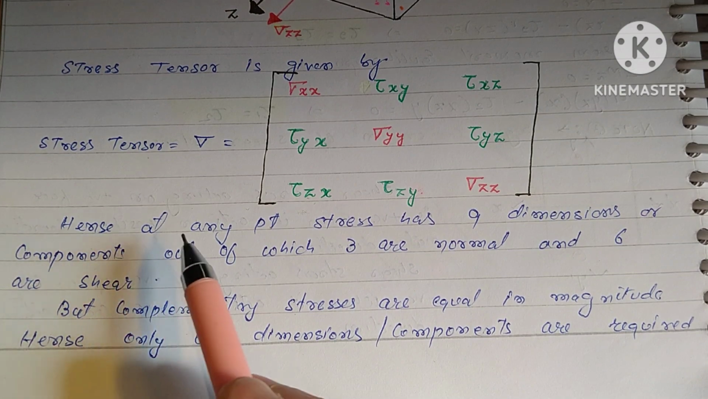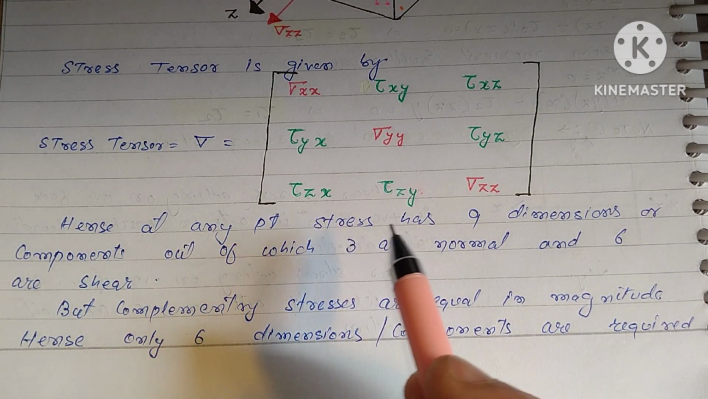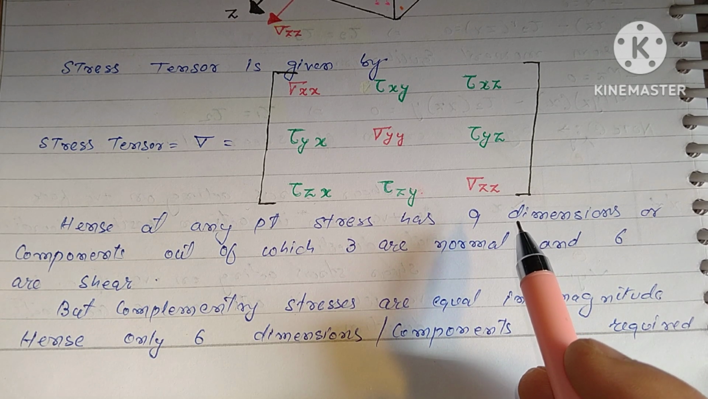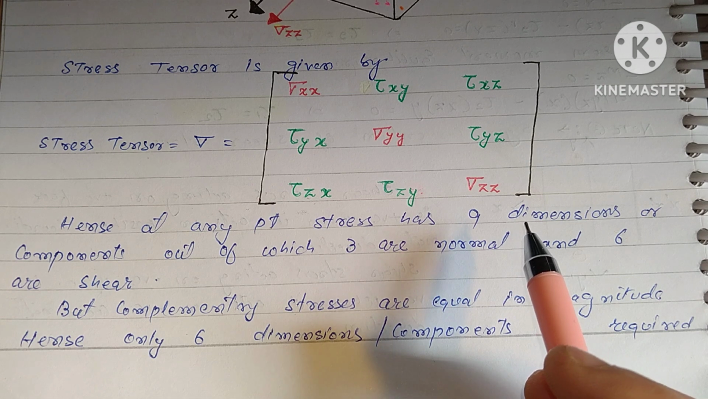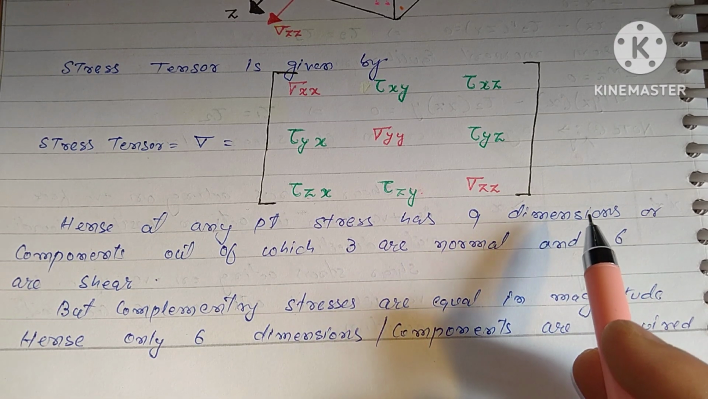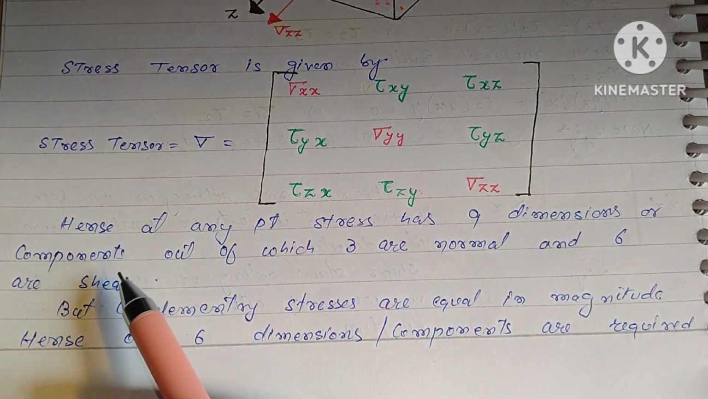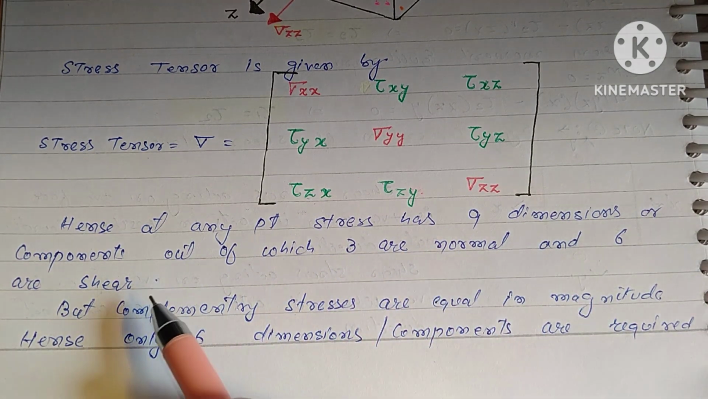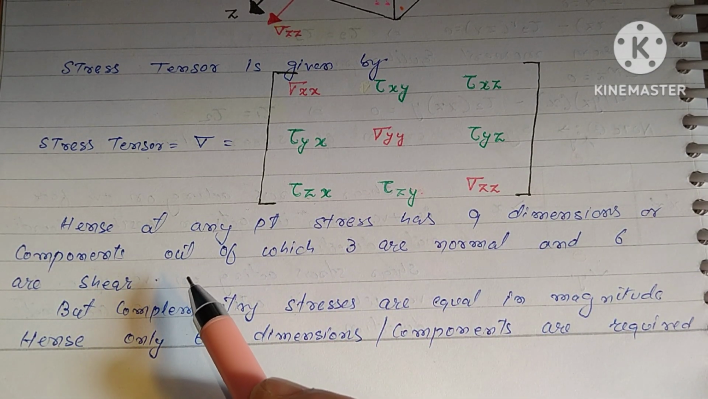Here I have mentioned, at any point stress has 9 dimensions. That we already learned, that stress has 9 dimensions with 3 stresses on each phase. Out of the 3 stresses, one is normal stress and other two are shear stresses. So there are a total of 9 dimensions or 9 components of stress, out of which 3 stresses are normal and 6 stresses are shear stresses.